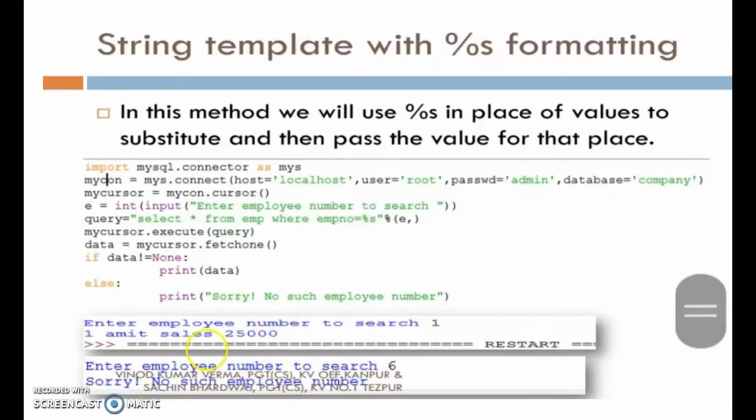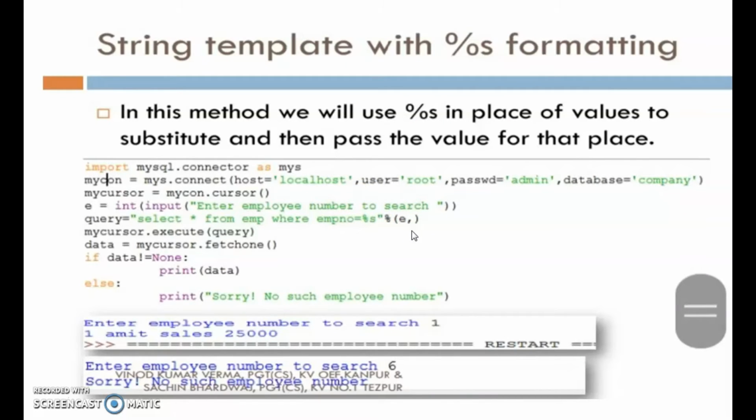So here, by running this program, first we entered input as 1. Then it will read the first record, that is 1 Amit sales 25,000. Then enter employee number to search; we enter employee number as 6, then "sorry, no such employee number." The same thing we execute now, but the difference is that instead of using this concatenating operator, we are using %s, and this %s will be substituted by this variable E.